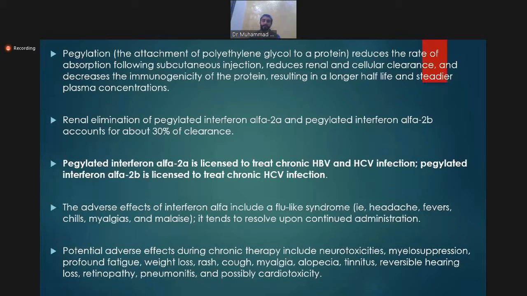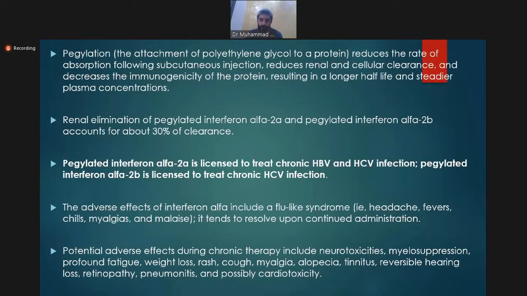C virus infection. The adverse effects include a flu-like syndrome, and it tends to resolve upon continuous administration. This flu-like syndrome जो होता है basically वो होता है immune body की immune reaction की वजह से होता है. And as आप जैसे progress करते हैं patient को वो करते हैं ये देते हैं, the immune system becomes used to it and it resolves on its own.